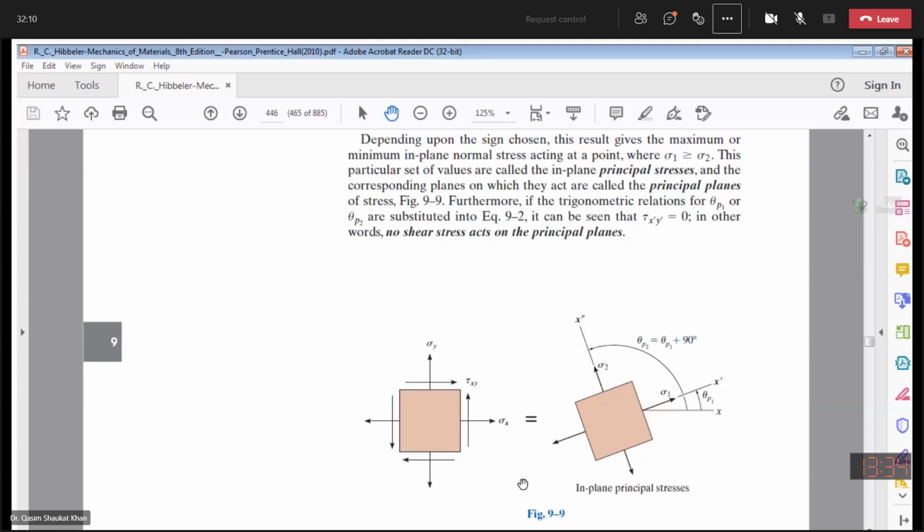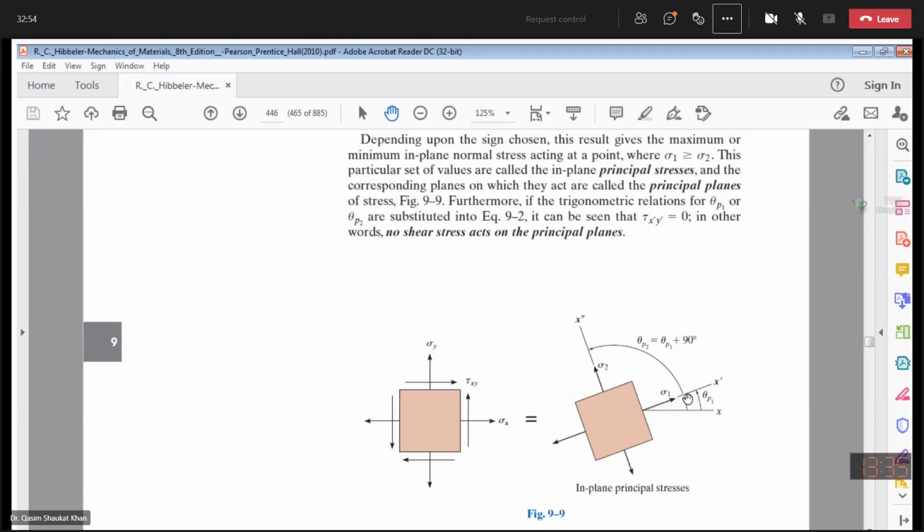Next thing is this is the figure. This is our element, okay? And this is your plane stress state. You have sigma x, you have sigma y, normal stress about x-axis, normal stress about y-axis, and the shear stress tau xy. So now this is your actual element which is oriented at an angle theta. In this case, the angle theta is theta p1. So now your theta p1 is the angle from the x-axis, which is our reference, to the x dash axis, and you can see this.